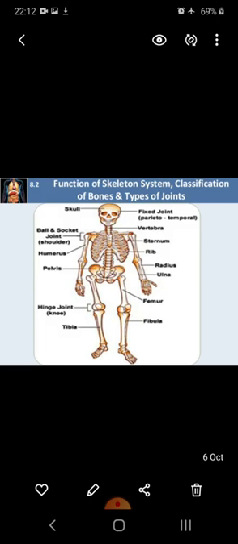We have the skull, fixed joint, vertebrae, ball and socket joint, sternum, ribs, humerus bone, pelvis, radius, ulna, femur, fibula, tibia, and hinge joint in the knee. So this is the structure of the skeletal system.